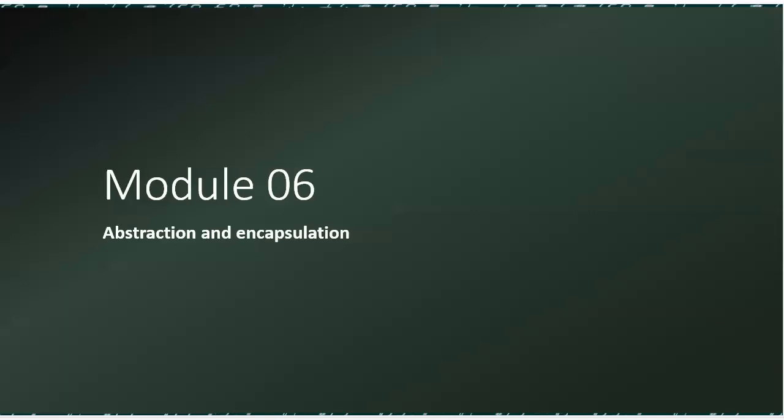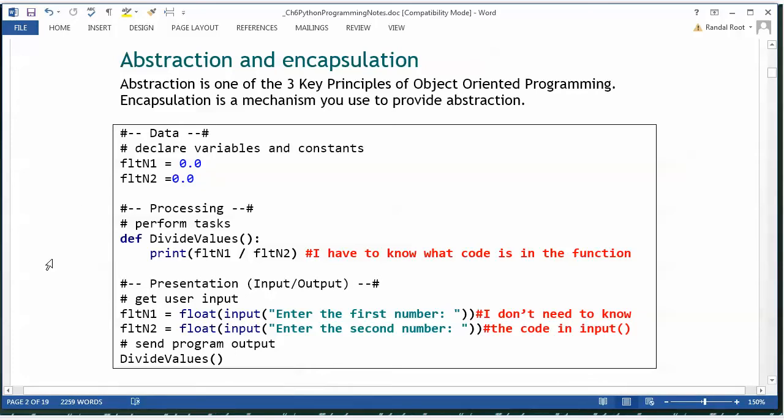Well, hello. In this video, I'd like to talk about the concept of abstraction and the use of encapsulation to achieve abstraction. So let's take a look at some examples I've created for us. Abstraction is one of the three pillars or key principles of object-oriented programming.